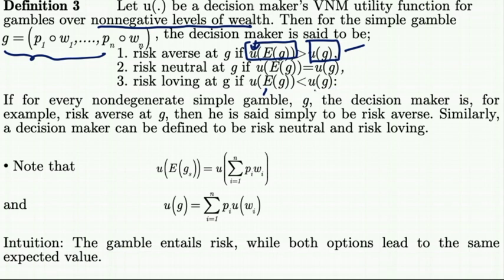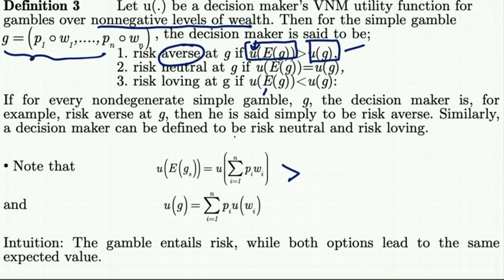Okay, so here UEG is written as this. UG is this one. So that means, let me erase this mess. So if the first one here is bigger than the second one, then the individual consumer is said to be risk averse.